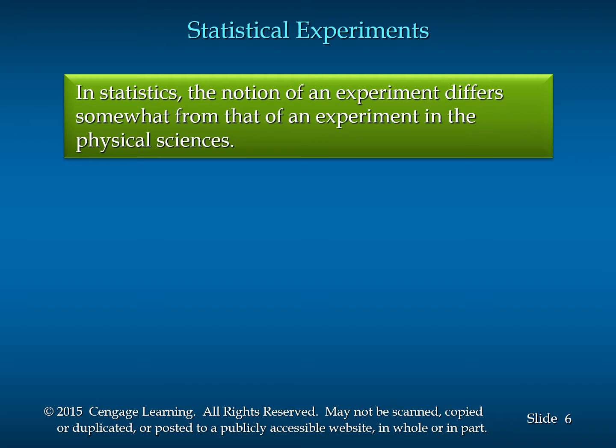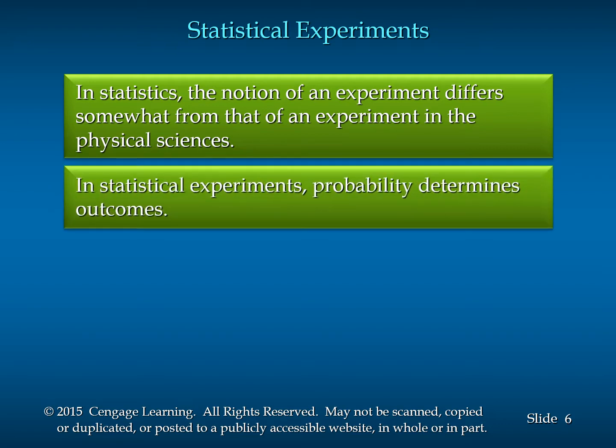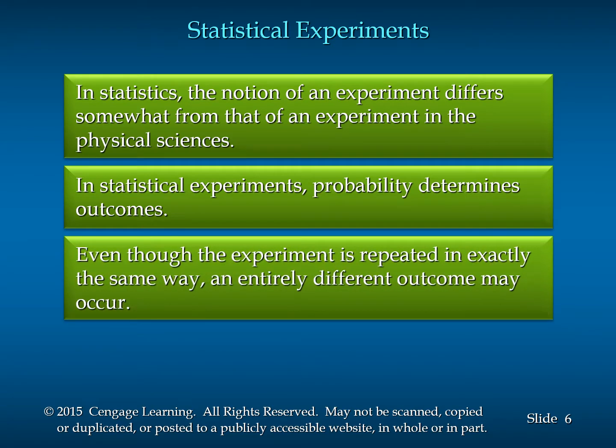When we discuss statistical experiments, they're different than scientific experiments. In statistical experiments, probability determines the outcome. Even though you repeat the experiment in exactly the same way multiple times, an entirely different outcome can occur. This is randomness.